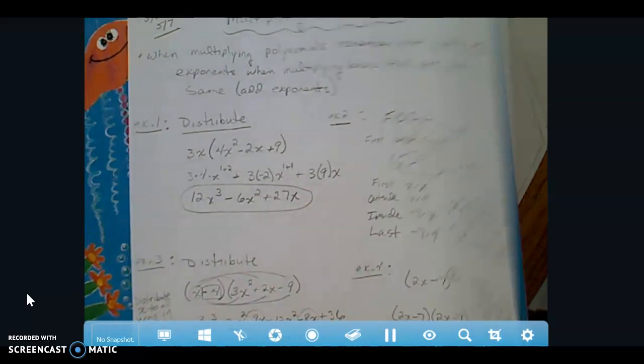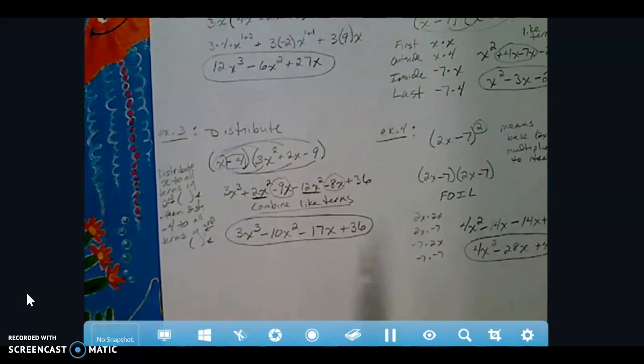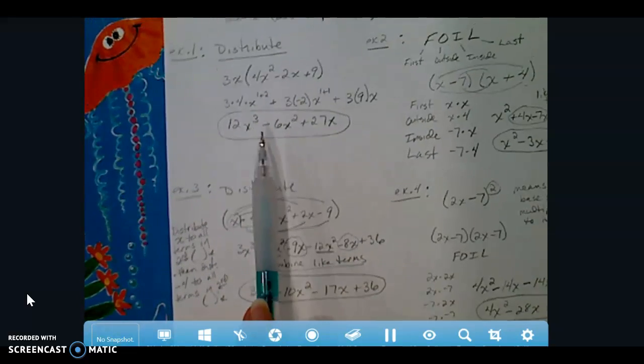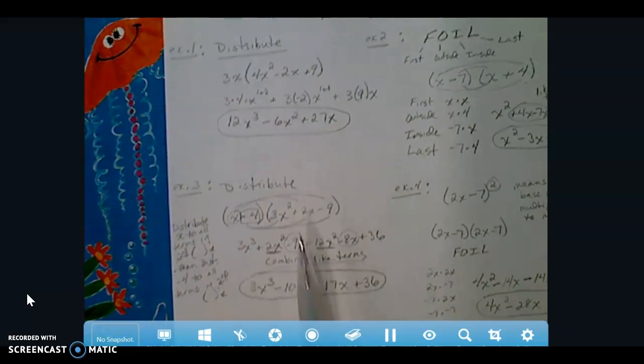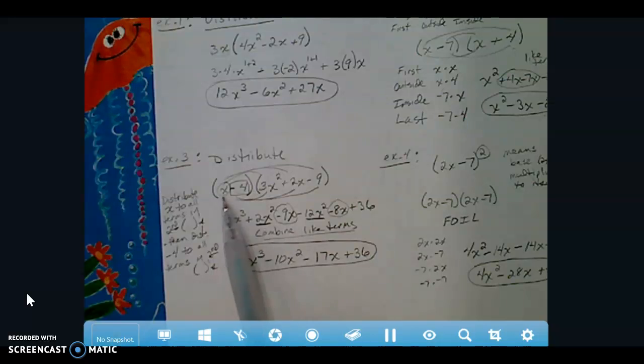Okay? In example 3, I talk about distributing again, but what's different is this time, instead of having just the one term I distributed up here, I have this 2 term that I'm distributing to this trinomial here, because there's 3 terms. So what I'm going to do, and I wrote it down here for you, distribute x, which is the first term in this polynomial, to all the terms that are in the second parentheses. So I took x and I multiplied it to 3x squared. And I got this. Then I multiplied x times 2x. And then I multiplied x times negative 9.